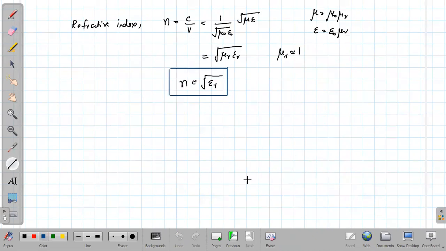So this would be, what we can write is, n would be always greater than 1. Therefore C would be greater than V.